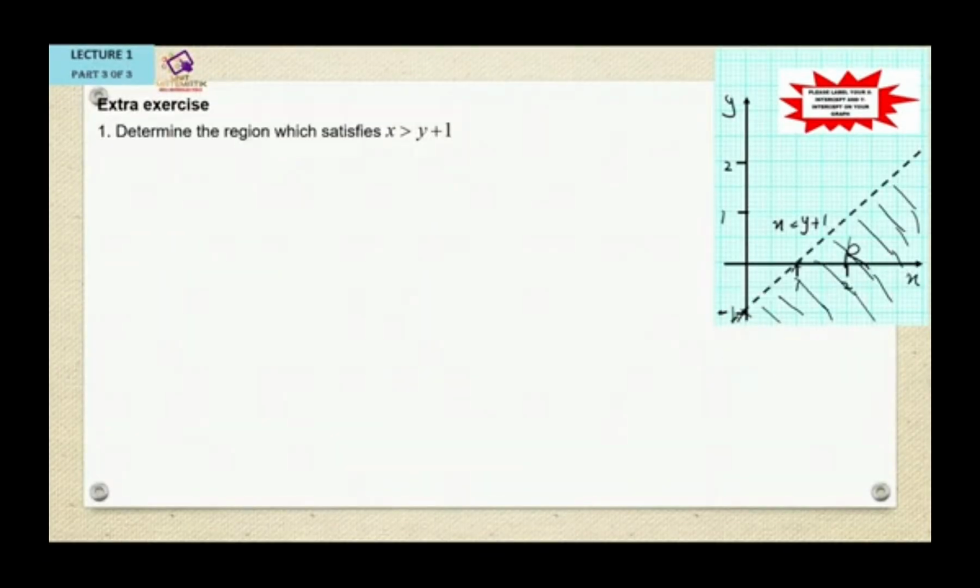Okay, students, for extra exercise number 1, it gives you x greater than y plus 1. So please remember what we need to do. We need to ensure that your y is on the left hand side and it is positive. Since here your y is on the right hand side, let's rewrite it first. So you will get y plus 1 less than x. And then I will just show you where the region is. So the region is here. I will leave it to you to do all the steps correctly. Don't forget to label your graph.